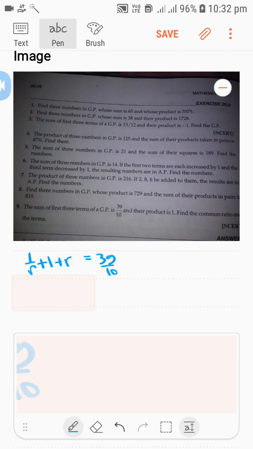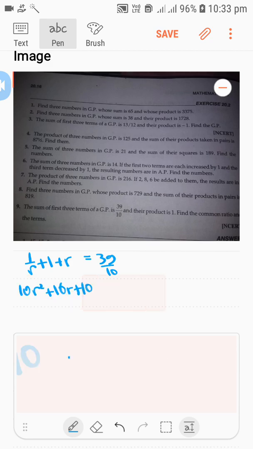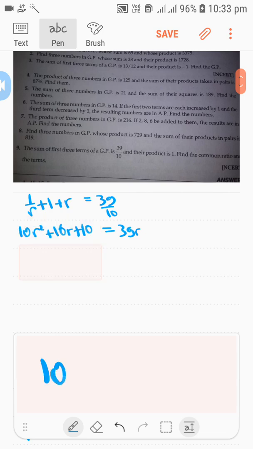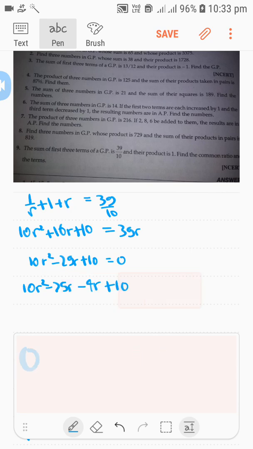Okay, I think it's going to be another crazy quadratic thing. So 10 plus 10r squared plus 10r is equal to 39r. Okay, so this is going to be minus 29. So you get 10r squared minus 29r plus 10 is equal to 0. Okay, so 10 times 10 is just 100, which is also 25 times 4. So this can be broken as 25 and 4. So 10r squared minus 25r minus 4r plus 10 is equal to 0.